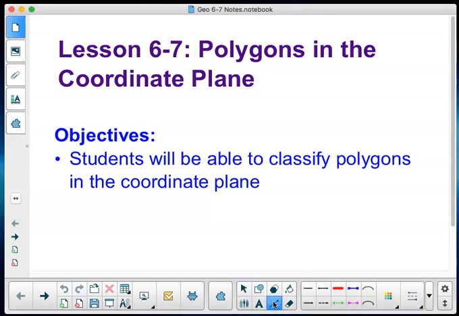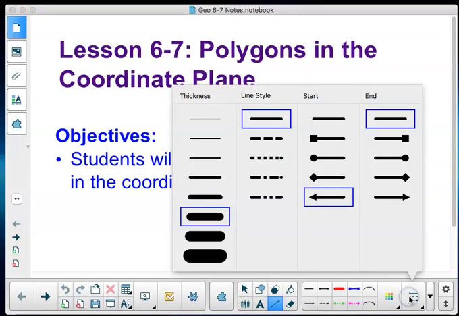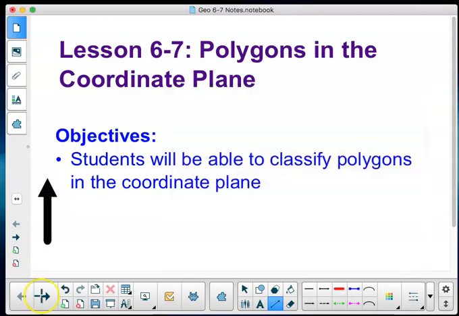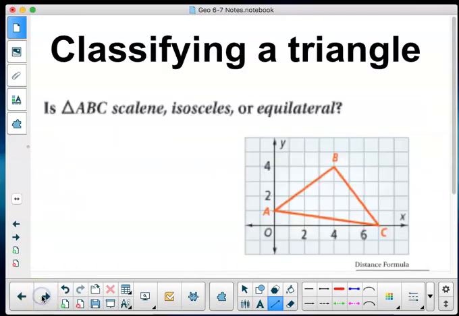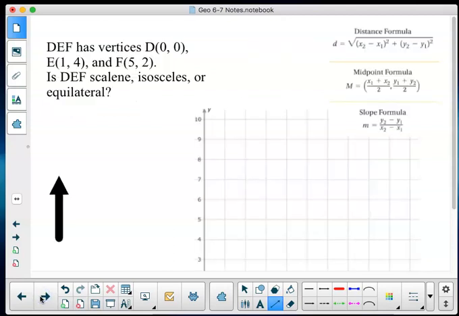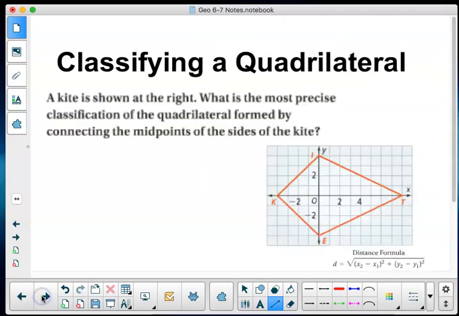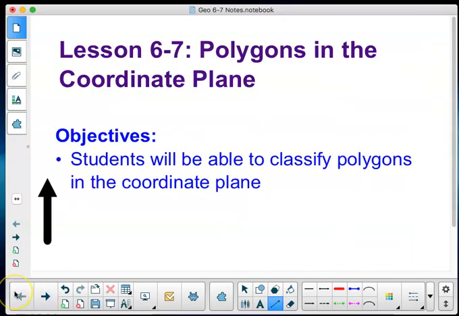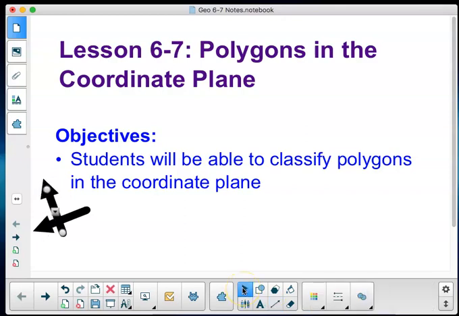I'm going to get my pointer up here and we'll see what we can do about making those things happen. All right, so when we're working with these polygons in the coordinate plane, you've got to keep in mind our objectives. Students will be able to classify polygons in the coordinate plane. Make sure you get that down in the objective area.